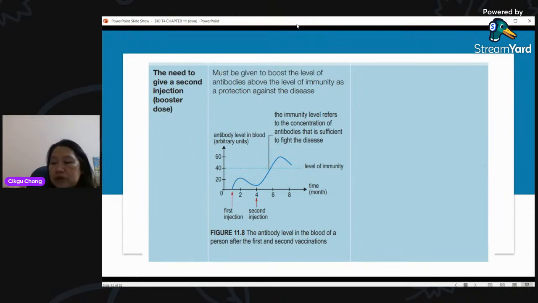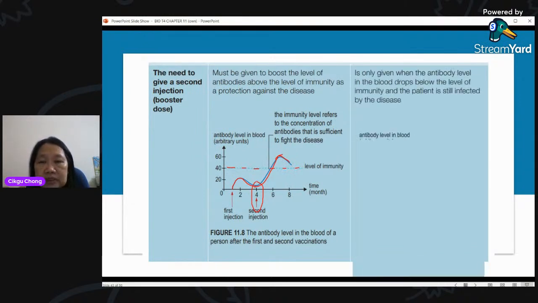So if you find there are two mountains here, we call it two mountains, you have one here, it goes up and then it comes down again and it goes up again, especially after you give another injection. So this type is vaccination. You need to give another injection to increase the concentration. Above this dotted line is the level of immunity, the minimum amount of antibody that is needed before you're considered to have protection. So you have to go past this level. That's why you need a second injection.